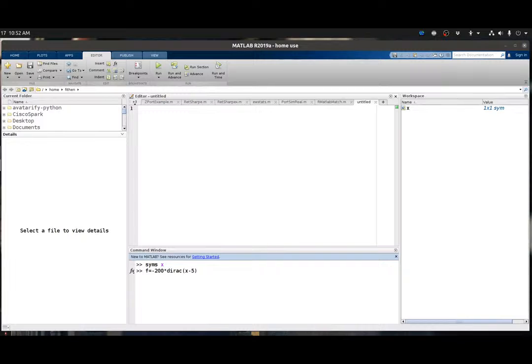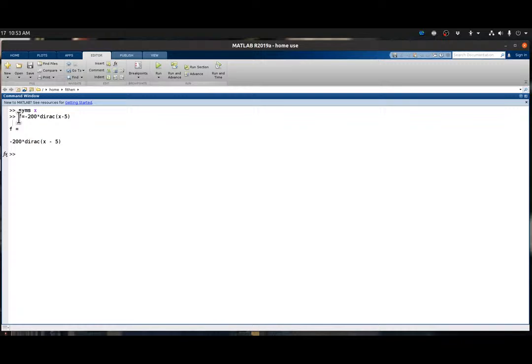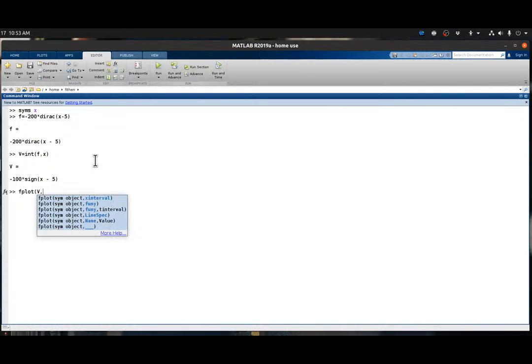Okay, so what you see here in this particular area is the function. So if I do that, it just simply copies. So first thing I did is I made x symbolic. And then I basically created that function. Now I'm going to integrate that function, and I should actually say v equal to the integration of f with respect to x. Now, I can plot this, and it's all okay. I'm going to plot it from 0 to 10.